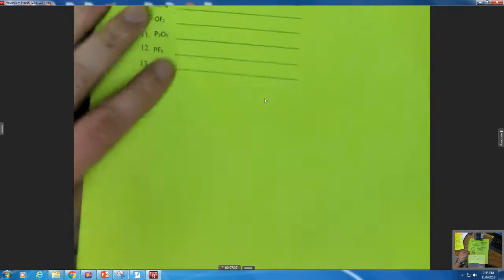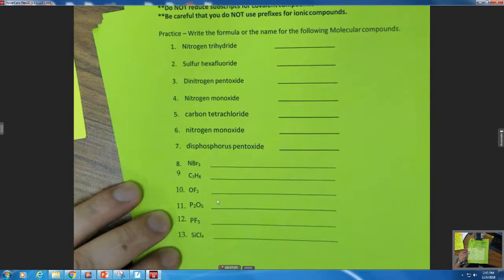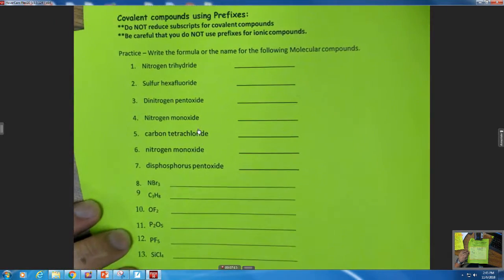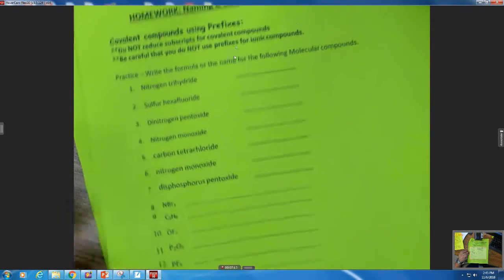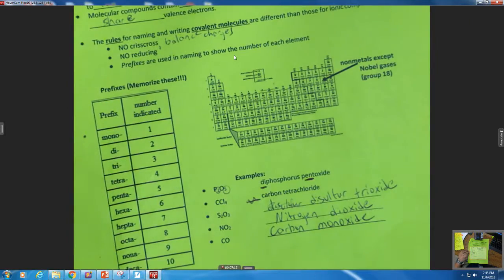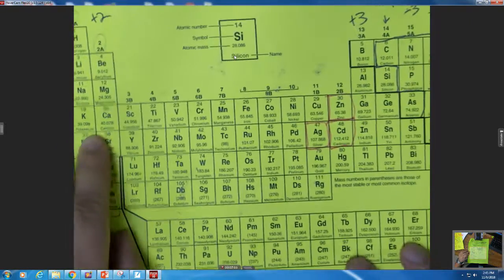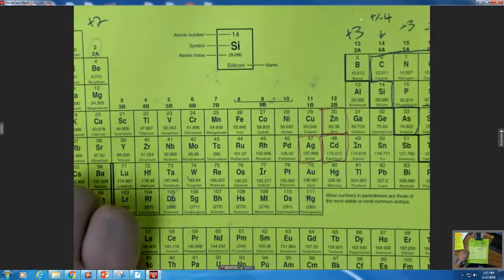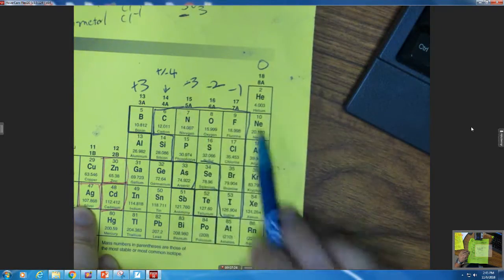All right, there is some extra practice homework for these, but again, they're pretty easy. The important thing for the test is just to make sure you don't accidentally mix up and start putting prefixes for your metals, because remember, covalent compounds only contain nonmetals.